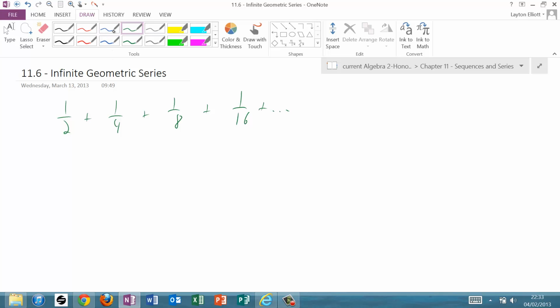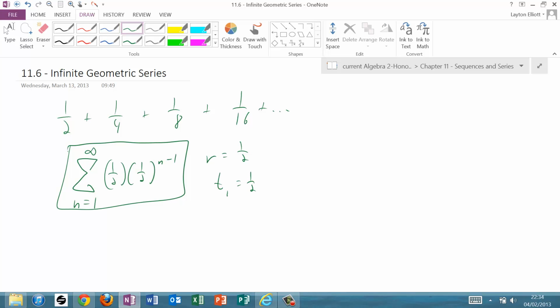We even said in class that we could express this in sigma notation by saying the sum from n equals 1. If we look at the denominator, we can talk about the entire sequence as having an r value of 1/2 and a first term of 1/2. So what we'd say is 1/2 times 1/2 to the n minus 1. But then our upper limit for an infinite geometric series would be infinity. So this is the series that we're summing, written out in sigma notation.